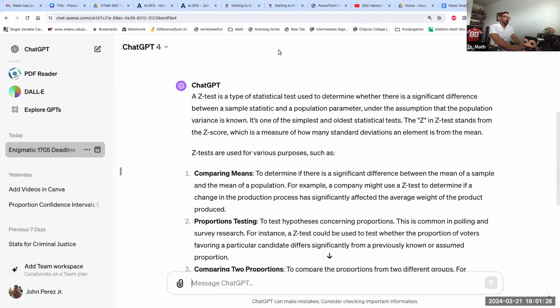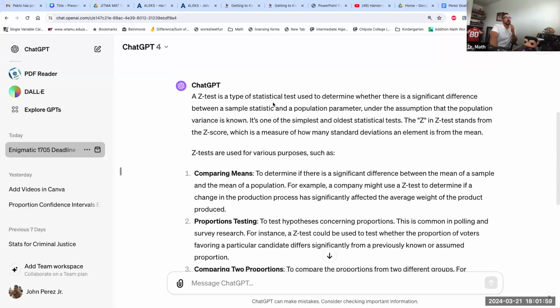As you move forward, you can't until you understand the question. Let me answer this direct chat. All right. So my question, if I'm a student, is, what the heck is a Z-test? So let me read this to you and kind of highlight something.